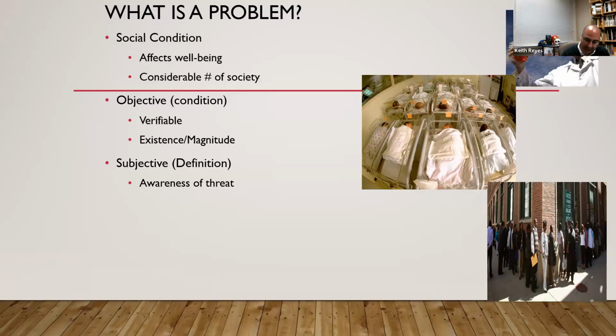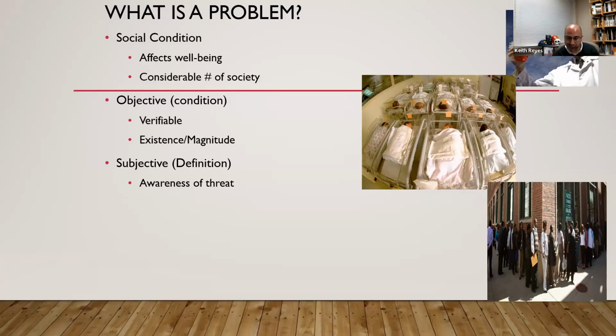The second dynamic associated with a social problem is that it has to have some kind of subjective component to it. Okay, and the subjective component to a social problem is how it personally and experientially affects individuals, irrespective of the objective, documented and verifiable condition that exists. So there has to be some kind of an awareness of the threat, and not just the existence of a particular condition that's affecting the well-being of people.